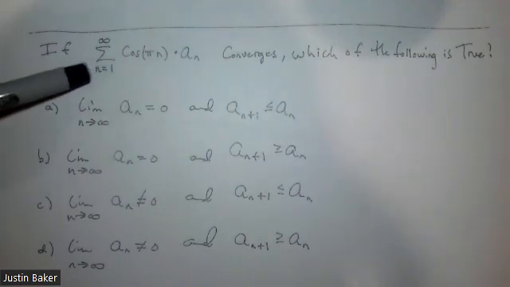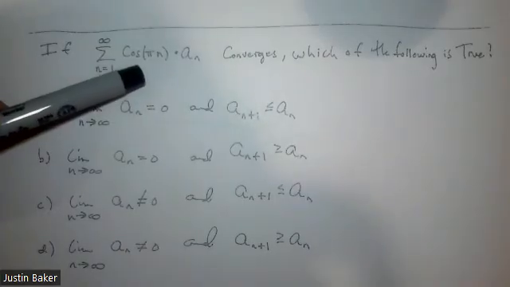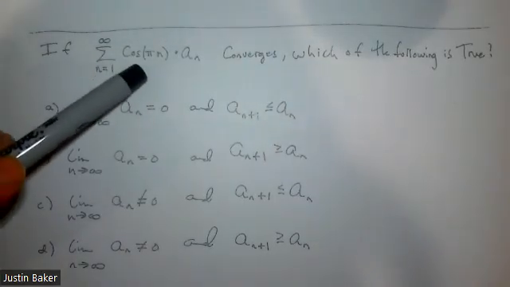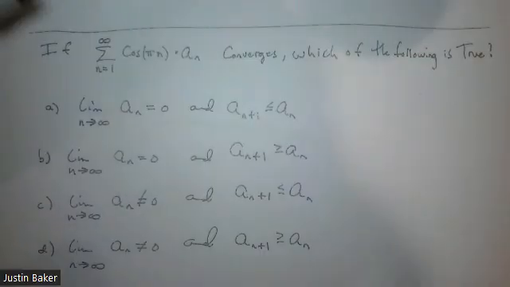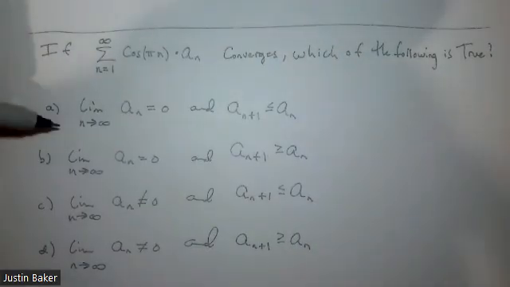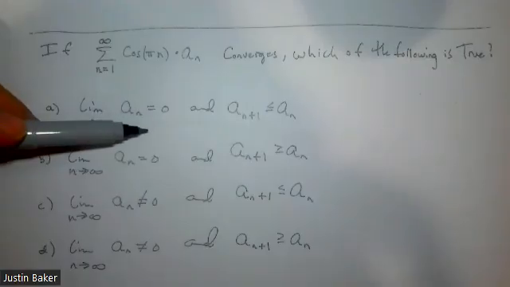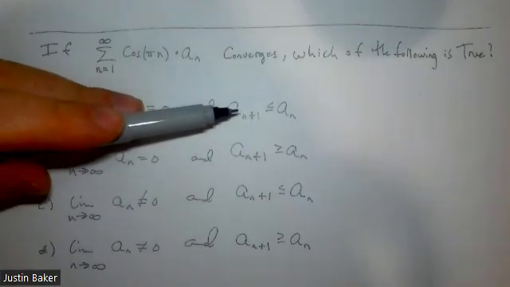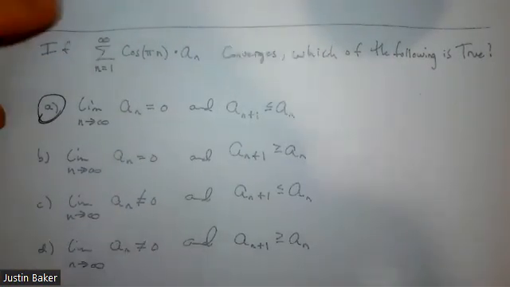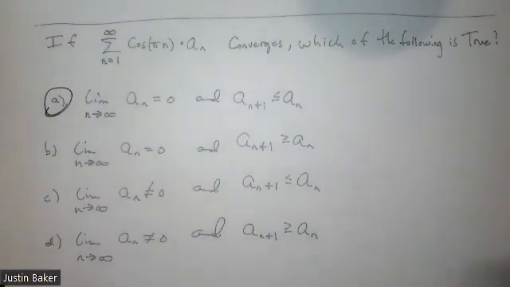If the summation of this, you need to recognize that this is an alternating series when you see the cosine of pi n, which of the following is true. So basically, it's just asking you to recite the two rules that we just talked about. What were the two rules? The limit as n goes to infinity for the thing is going to be 0, and the terms are in decreasing order. So that would take us to choice A. Okay. That kind of wraps up alternating series test.